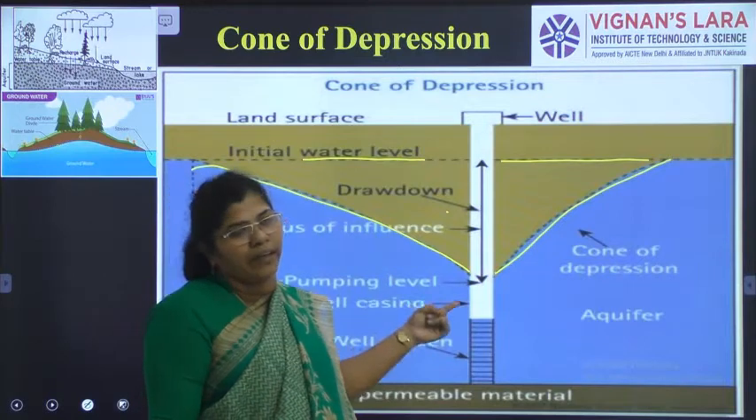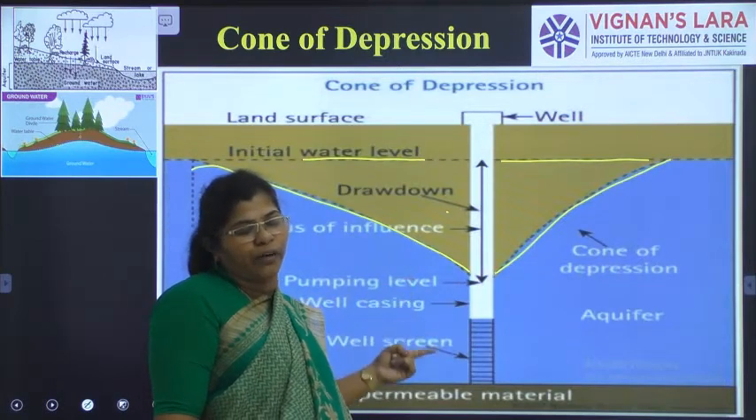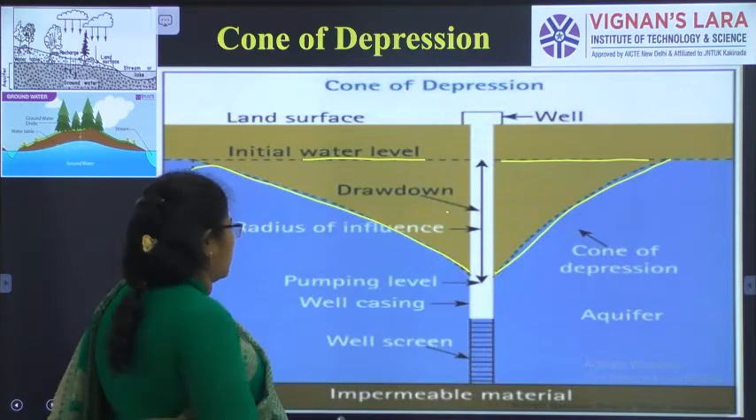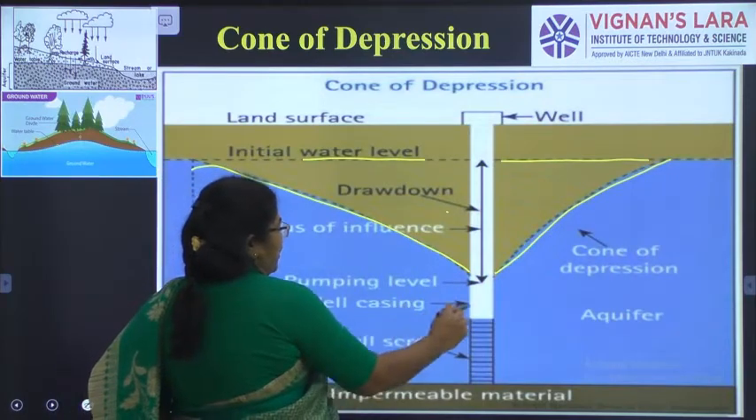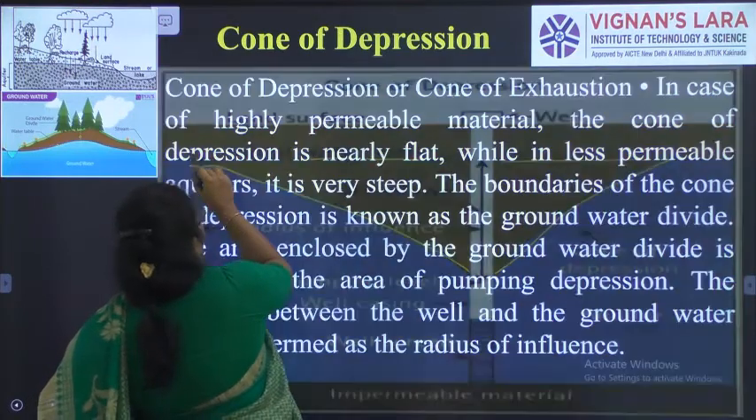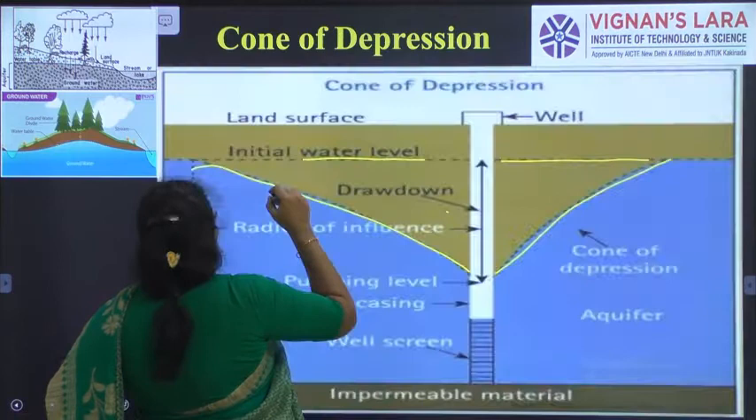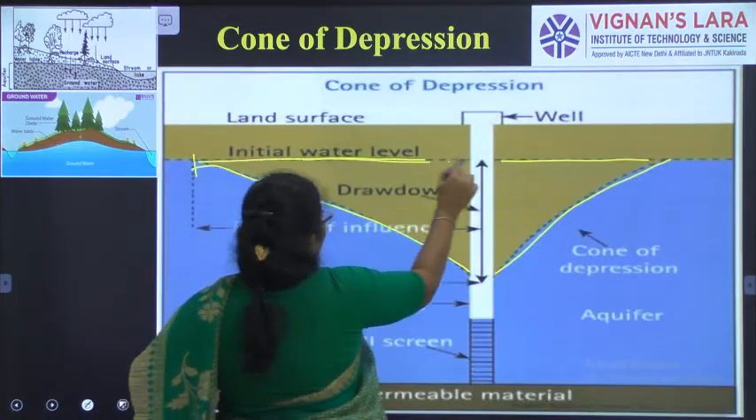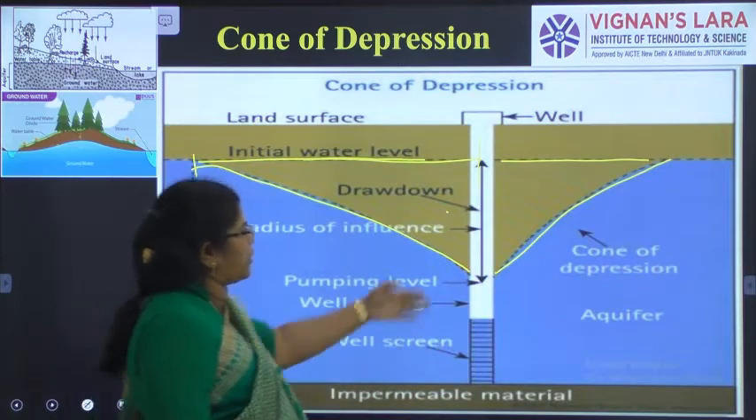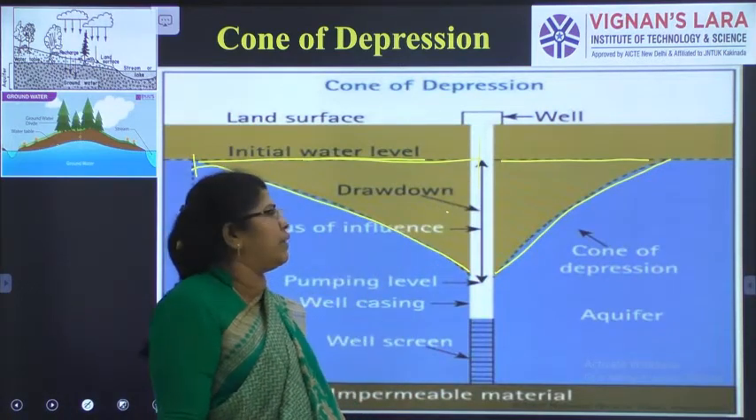That is a well, where water is drawn from an aquifer through a well at a constant rate. So this is the pumping level, well casing, well screen. This is the radius of influence. So where it comes now, I call it the radius of influence. This I call the drawdown, that is how much water I have taken.